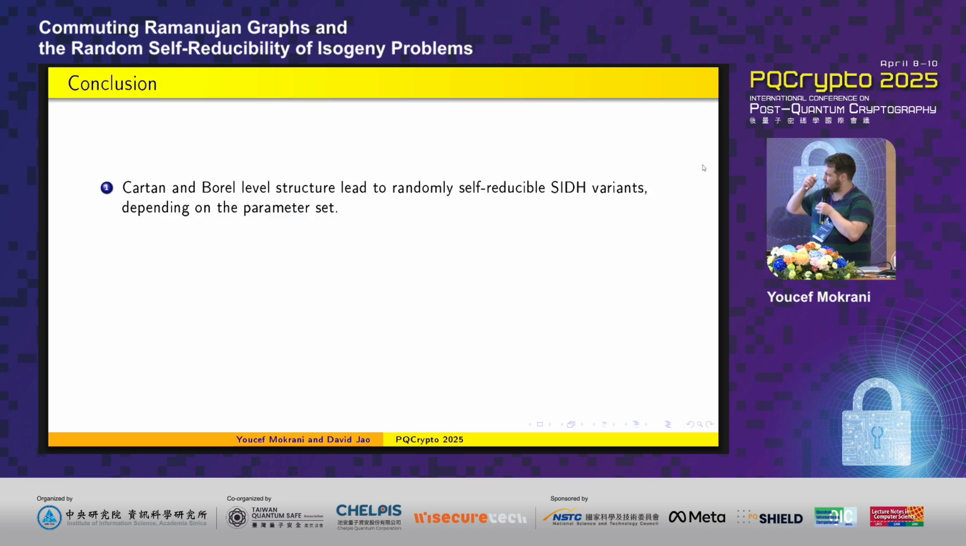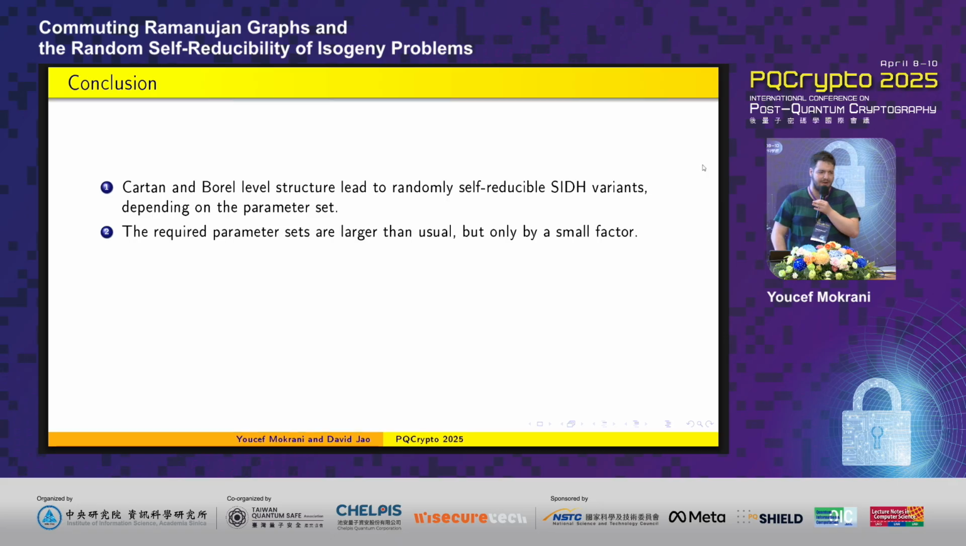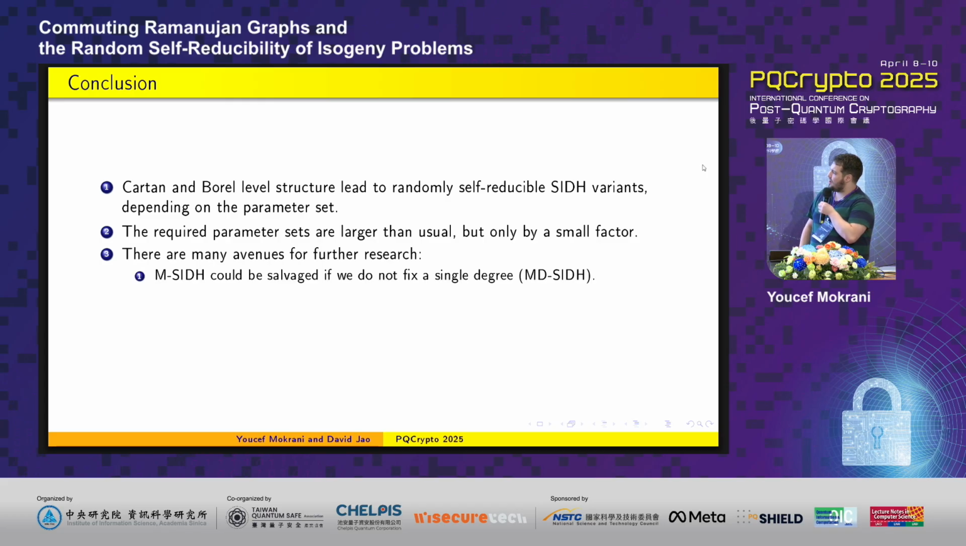So in conclusion, we are able to prove that, for example, we can find parameter sets for which Cartan and Borel level structure variants of SIDH are randomly self-reducible. Those parameters are a bit too large for current parameters. However, it's only by small factors, in our case being 3 and 4. There are many avenues of possible future research.